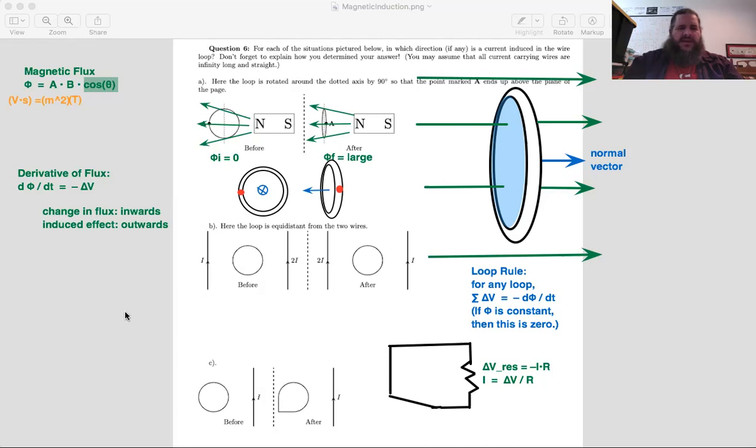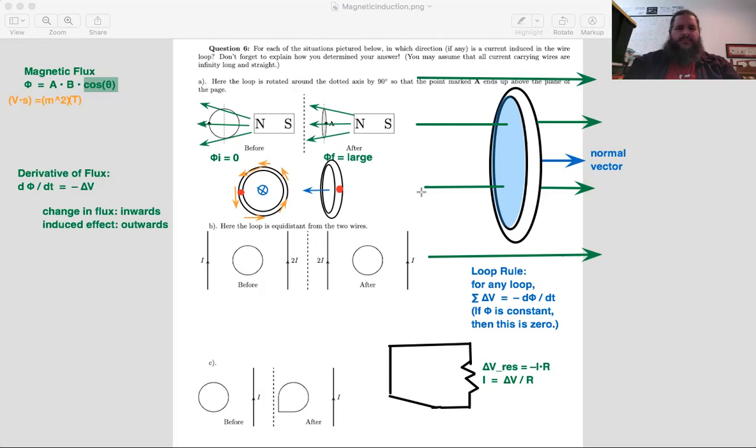So we can say that in this situation, as soon as the loop starts to rotate, we're going to get current flowing counterclockwise. But that's only going to last for the period of time during which the loop is rotating. As soon as you stop rotating the loop, there's no more change in flux, so the current would immediately stop. Any questions on that example so far?